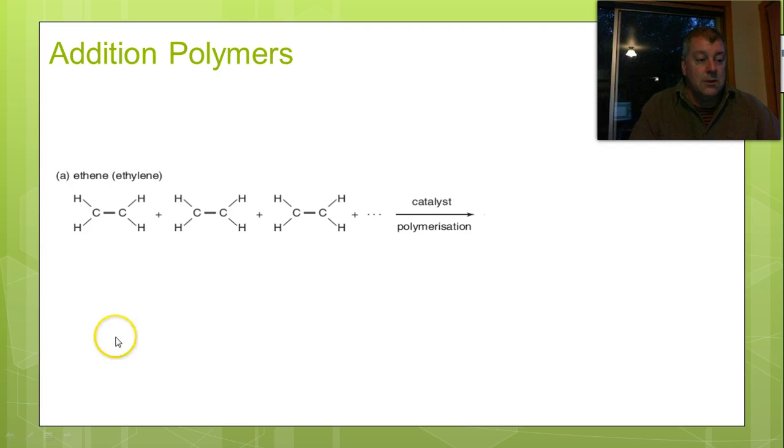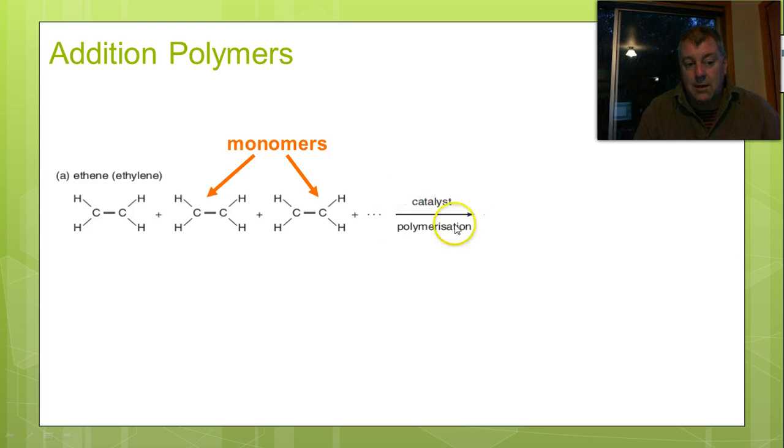Addition polymers. Here we have ethene, commonly known as ethanol. No, what is it? Ethylene. But this is ethene. There's our double bond between two carbons, and there's another one, and these are our monomers. So think of these as the individual links, and they haven't been linked together, so they don't form a chain yet, and in the presence of a catalyst they will start to bond together.